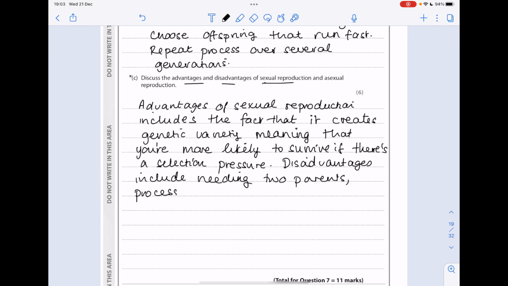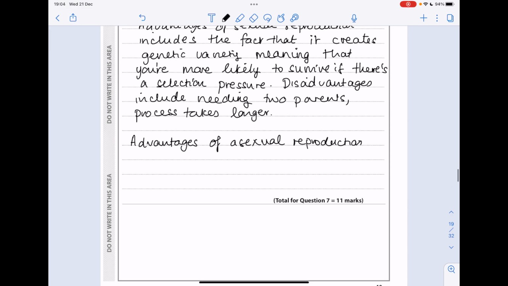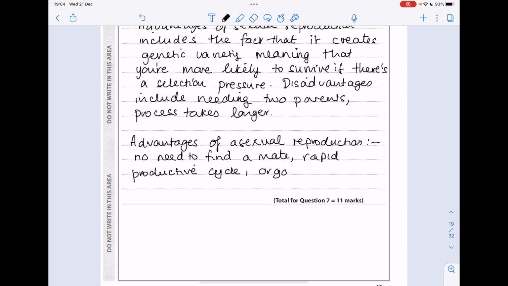So we've talked about sexual reproduction. Now let's talk about asexual reproduction. First of all, as you'd expect, no need to find a mate. There's a rapid production cycle. Organisms are genetically identical, which is good if that's a favourable characteristic that they have.